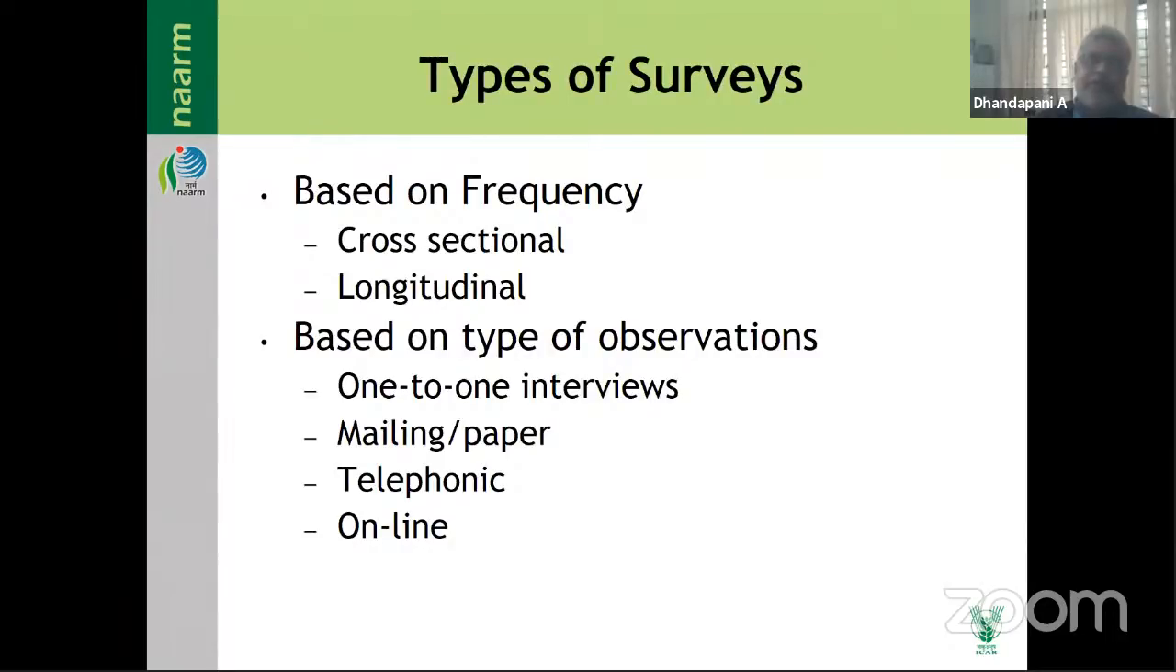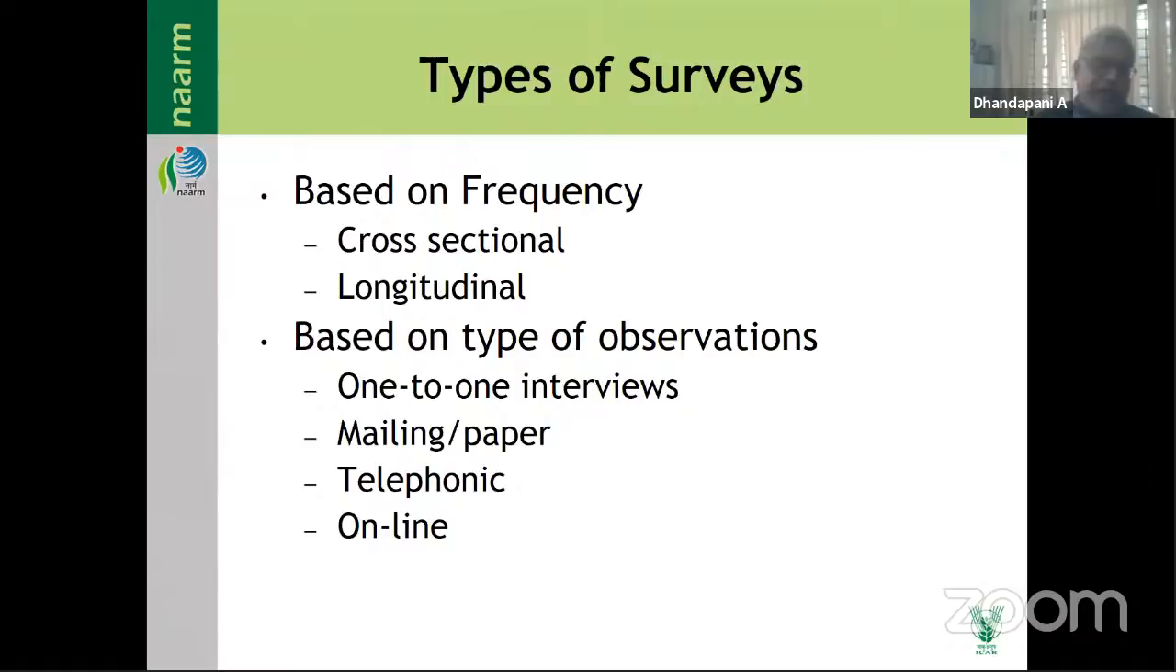Now, you can think of what kind of surveys there are. One way is to divide them based on the frequency at which you are conducting them: cross-sectional surveys and longitudinal surveys. People also classify surveys as one-to-one interviews, mailing surveys, telephonic surveys, or online surveys.